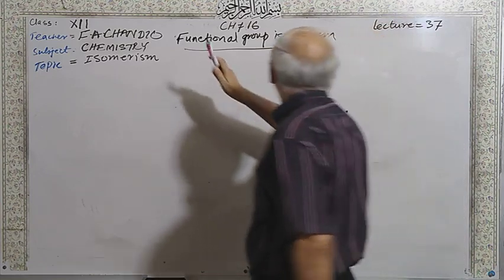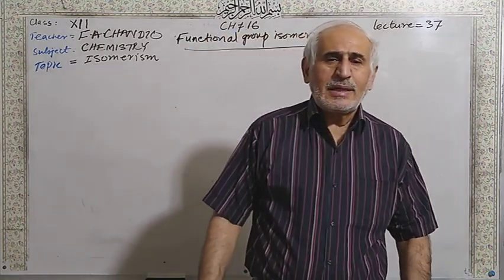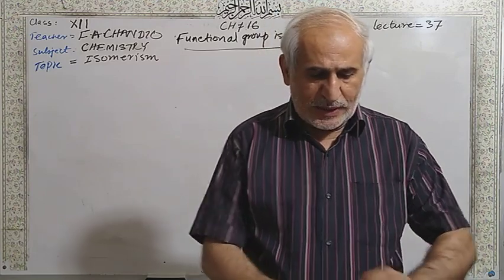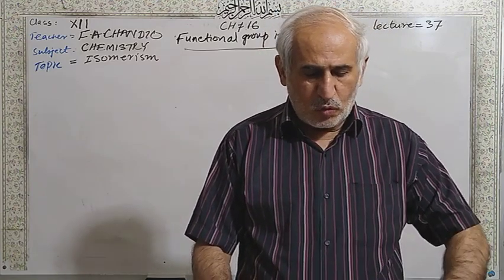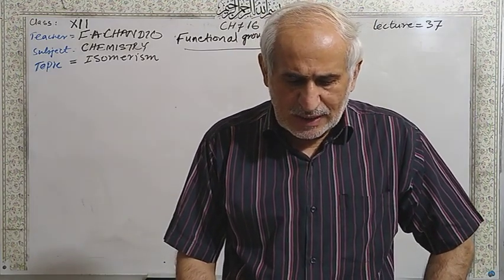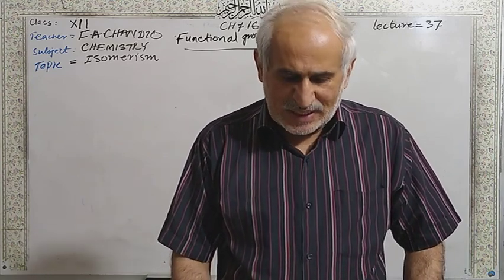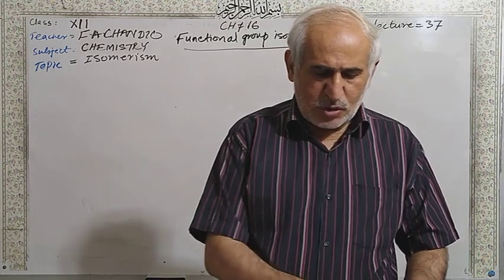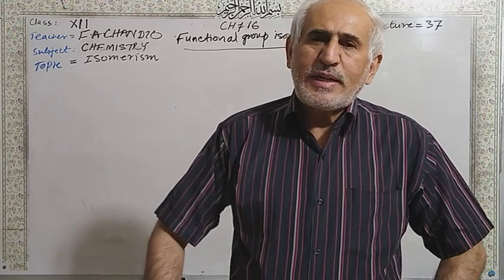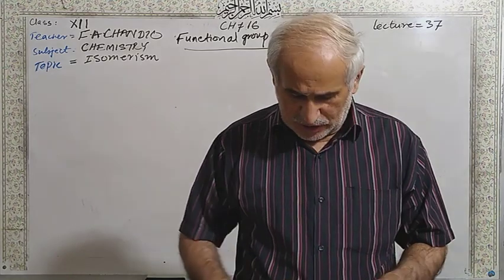Lecture number 37, grade 12, and we are doing isomerism and its types. There are two main types of isomerism: one is called stereoisomerism and another is called structural isomerism. We are talking only about structural isomerism first. Structural isomerism has six types, and first we did chain isomerism, then position isomerism. Now we are going to do functional group isomerism.